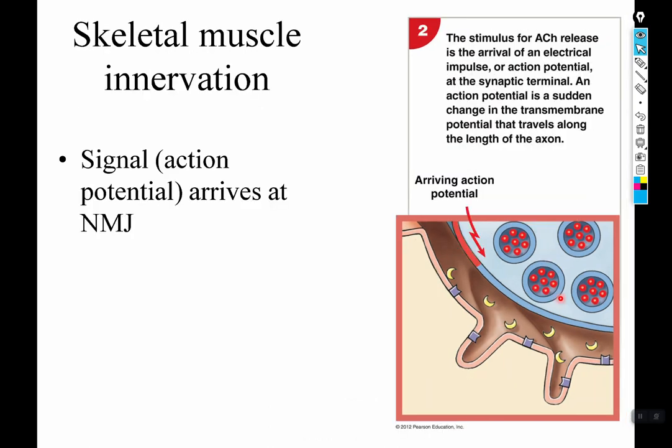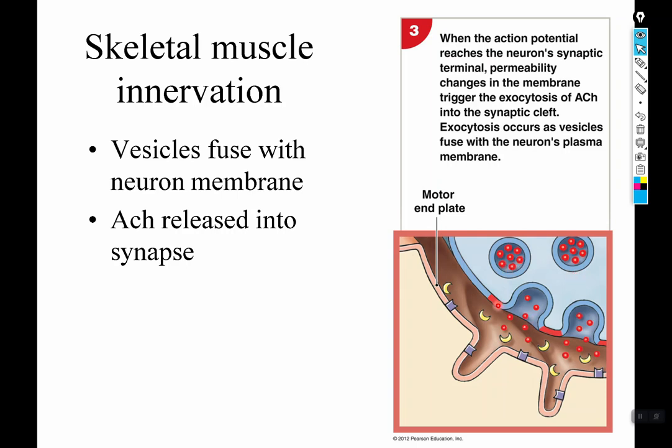Once an action potential arrives, these little acetylcholine vesicles are going to fuse with the membrane. They do that because the action potential arriving opens some voltage-gated calcium channels, and that lets calcium in. The calcium going into the end of the axon is what tells the vesicles to fuse with the neuron membrane and let the acetylcholine out. So that's not pictured here, but it is important.